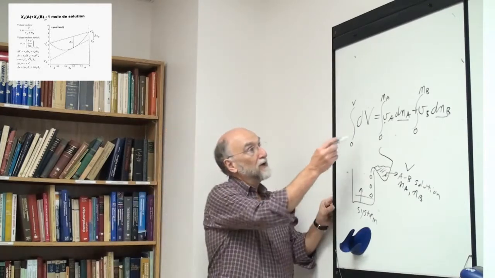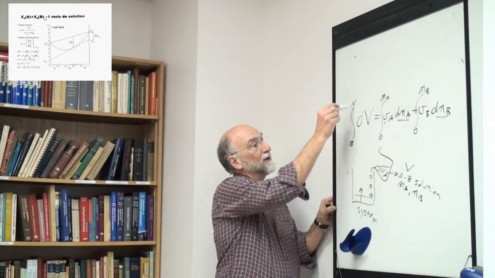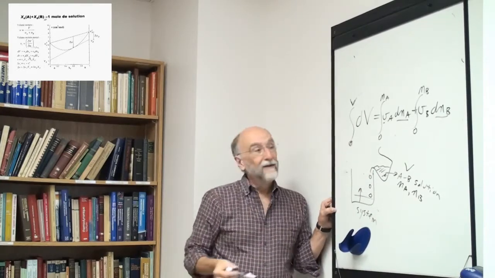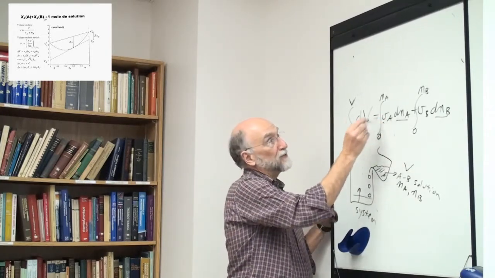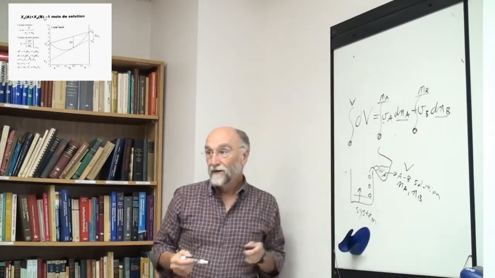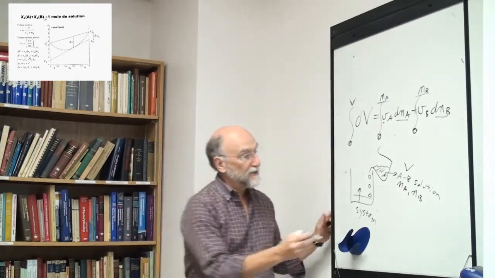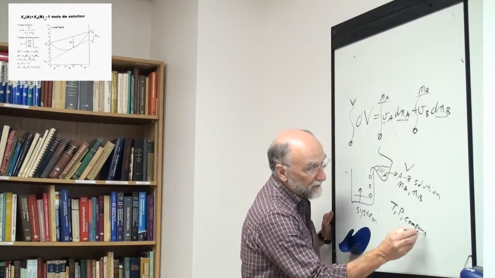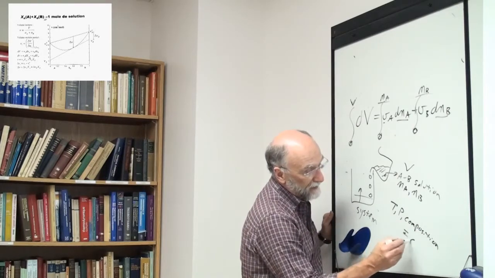Okay, so that's what I'm doing here. The system starts with 0 volume, and after I pour the whole thing in there, it ends up with a volume of V. The total number of moles of A goes from 0 to NA, and the total number of moles of B goes from 0 to NB. And it does this at constant temperature and pressure, and the composition is constant.